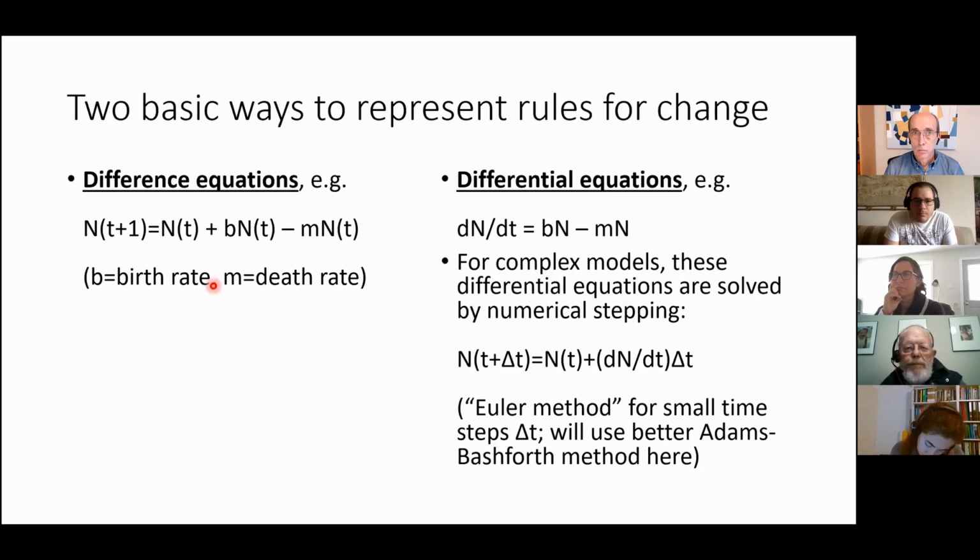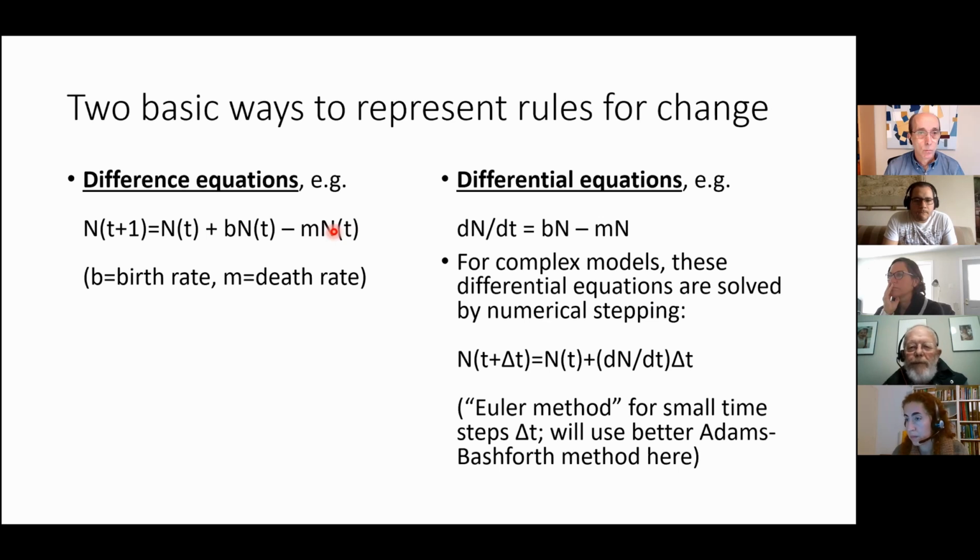Now there are two basic ways to make predictions of change over time. I just showed you what's called a difference equation representation, where I say population next year is population this year plus births, which I'm proposing in this example to be proportional to how many animals are there to give birth, and then minus a mortality or death rate that I'm proposing to just depend on how many animals are there.